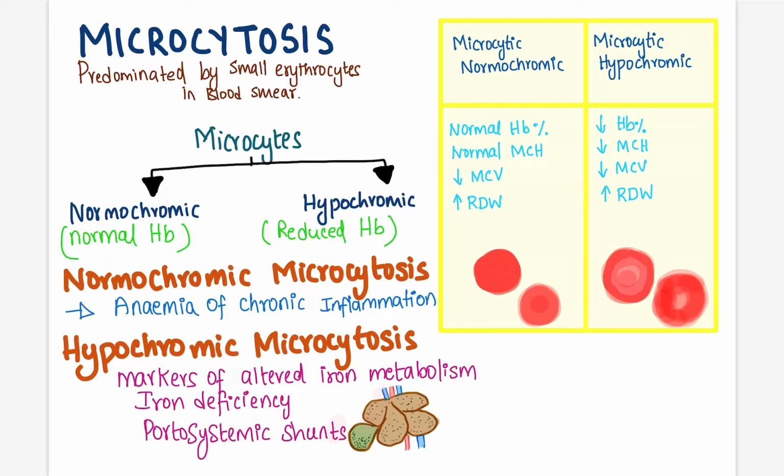hemoglobin content. So normochromic microcytosis is very commonly seen in anemia of chronic inflammation, whereas hypochromic microcytosis is very commonly seen in iron deficiency anemia as a result of altered iron metabolism, and it can also be seen in portosystemic shunts.